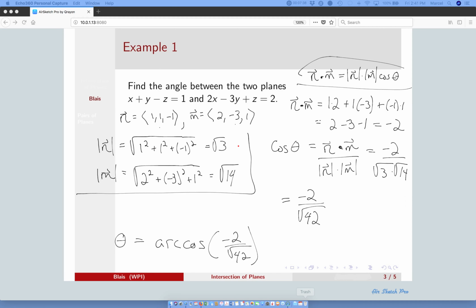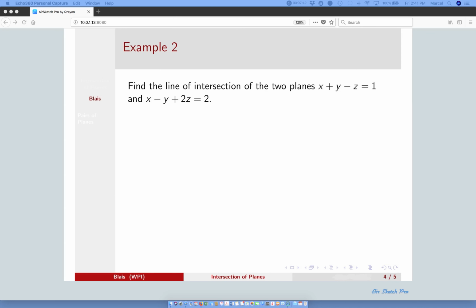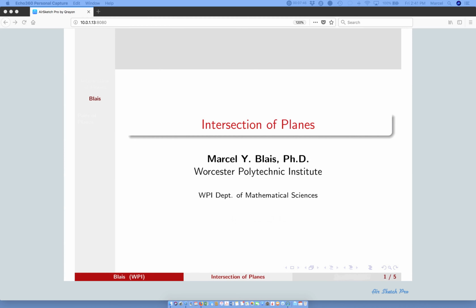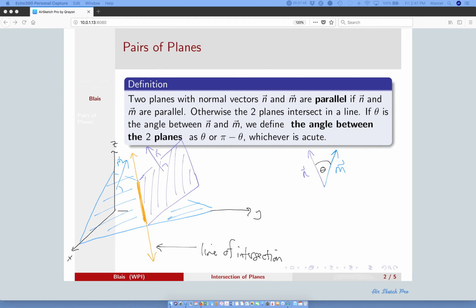The next example will deal with finding the line of intersection of two planes. Now recall our picture here. This is the case where our two planes are not parallel and they intersect in this orange line. We want to find a set of parametric equations to represent that line.